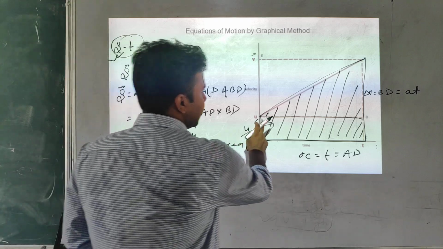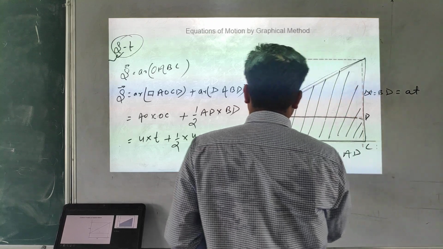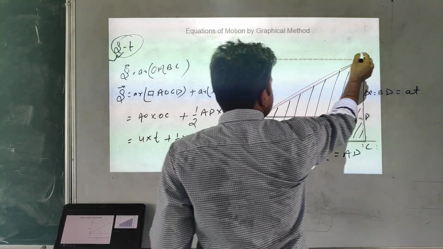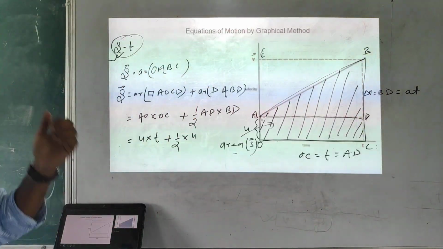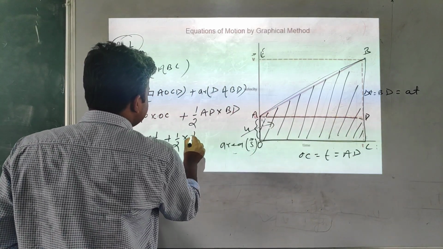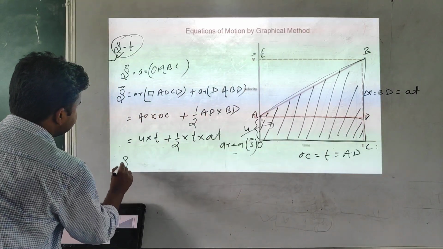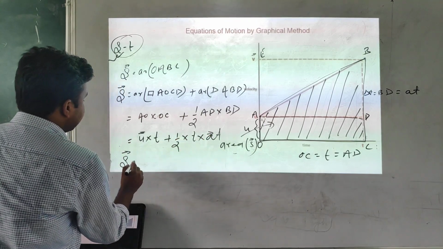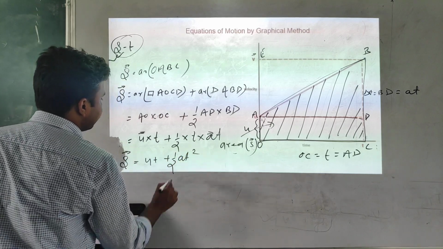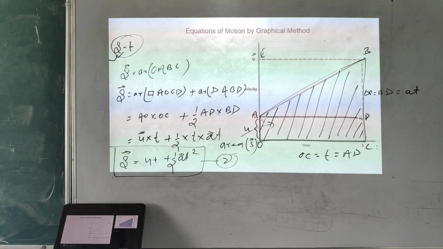Sorry, this is the D point. It's written very small, that's why I'm getting confused. This is the A point, this is the O point, this is the E point, and this one is the B point. So AD is T. I'm writing T into BD, and BD I already wrote as AT. Now if you simplify it, what you will get? Displacement S equals UT plus half AT square. This is our equation number 2. Very simple. Note it down.